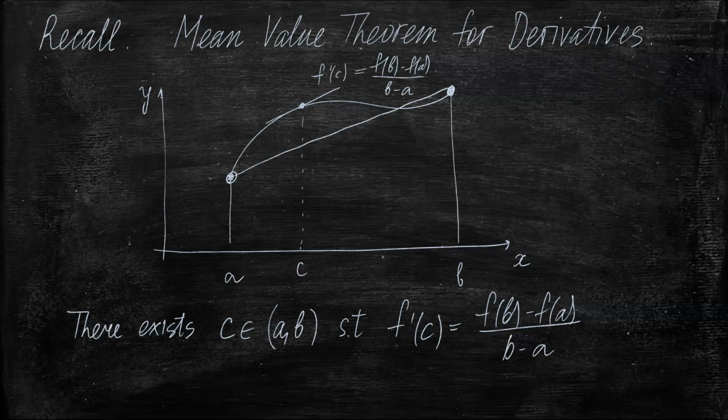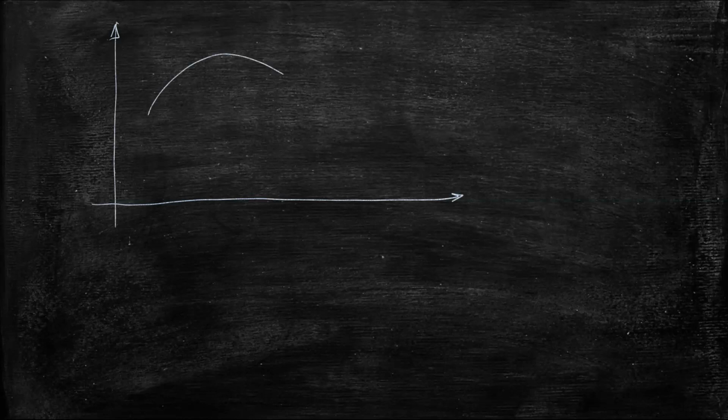And now we are ready to solve the arc length problem. So let's start. Let's draw out some generic curve, and we're going to start here at A, we're going to end here at B, and again the goal is to find the length of this curve.